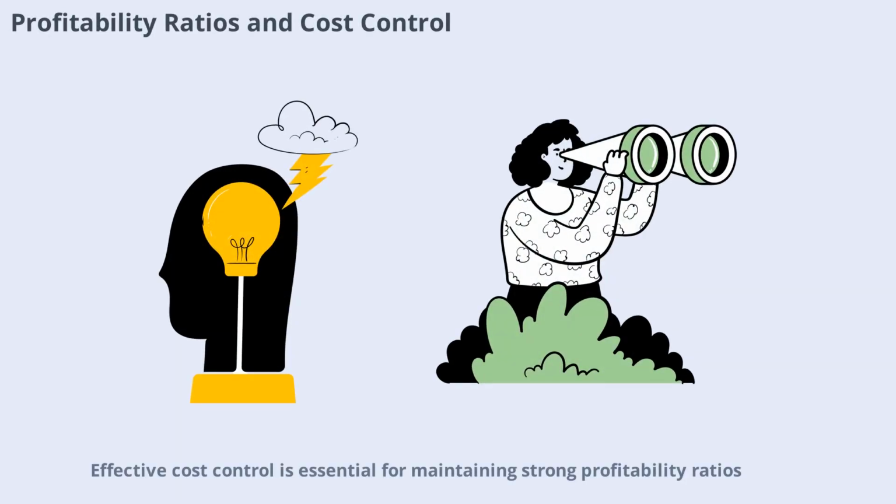Effective cost control is essential for maintaining strong profitability ratios. Companies that manage their expenses well are more likely to achieve higher margins and returns. Regular analysis of profitability ratios can highlight areas where costs are rising and prompt corrective action. Cost control is a continuous process that supports long-term profitability.